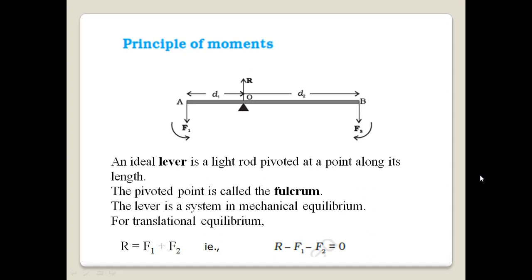What is the condition? If it should be in translational equilibrium, then the upward force must be equal to the downward force. The upward force is the reaction R, whereas the downward forces are F1 plus F2, both acting in the downward direction. So if the reaction R is equal to F1 plus F2, then the body is in translational equilibrium. Or we can write R minus F1 minus F2 equal to 0.